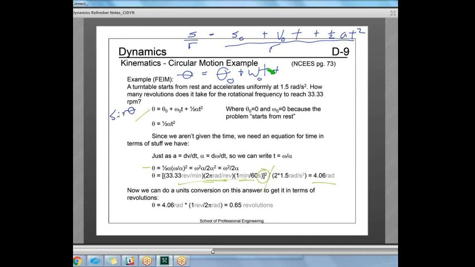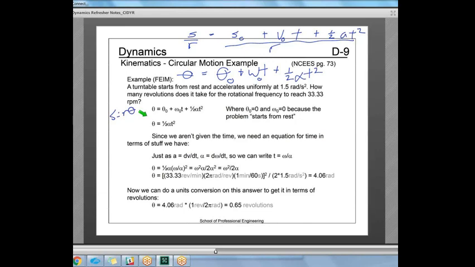And as we divide each of these terms by R, we get S naught over R, which is theta naught, plus V naught over R, which is omega, times T, and 1/2 A T squared divided by R turns into our 1/2 alpha T squared. So because we're dividing both sides by R, we get our translated equation. Cool? No problem.